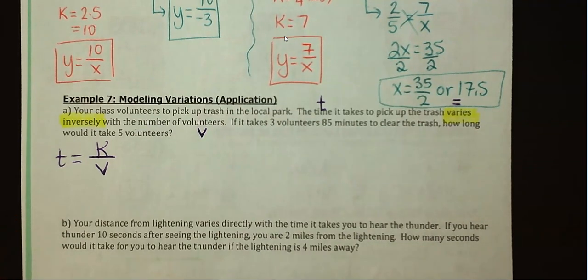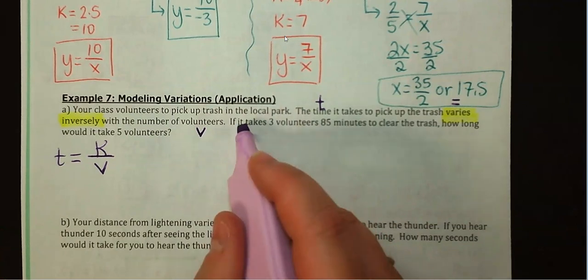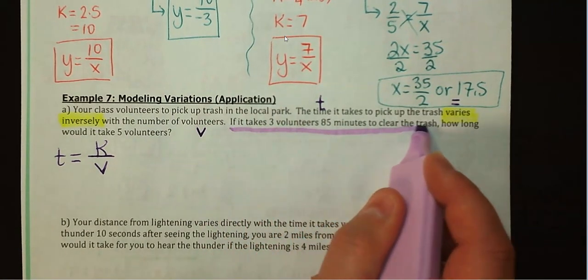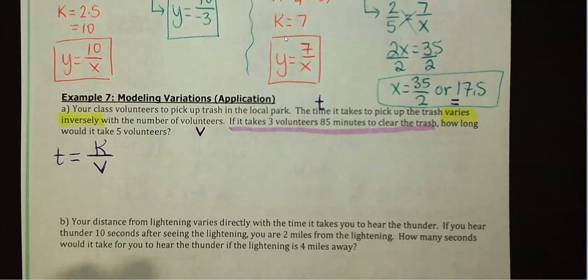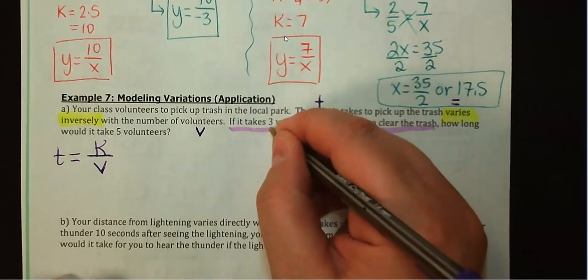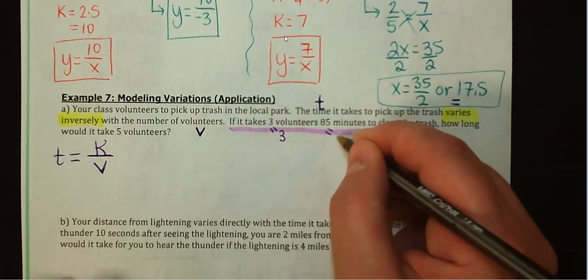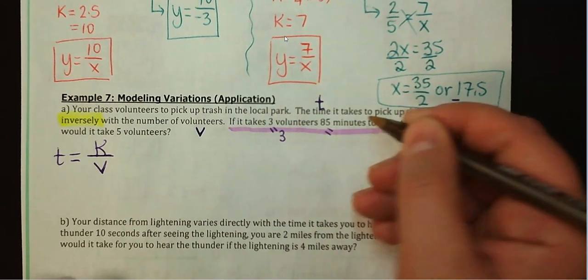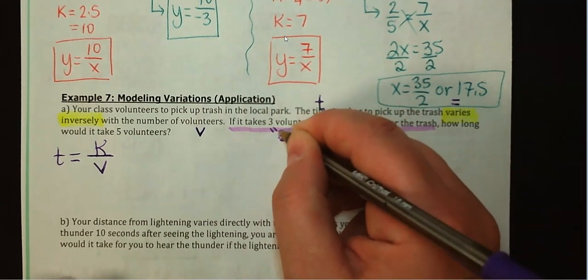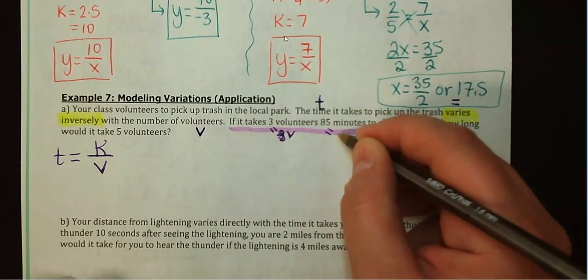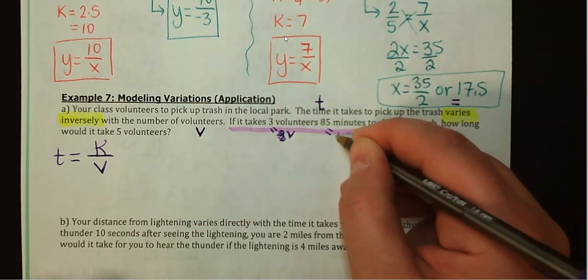So here it says it takes 3 volunteers 85 minutes to clear the trash. So the 3 volunteers, I'm going to put 3 in place of V, and 85 is the time in minutes. Sorry, I'm going to plug that in for the volunteers, and 85, I'm going to plug that in for the time.